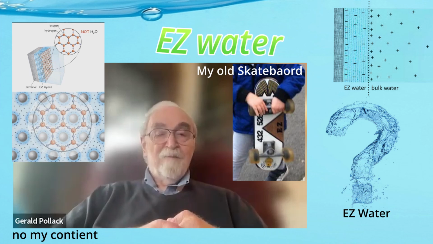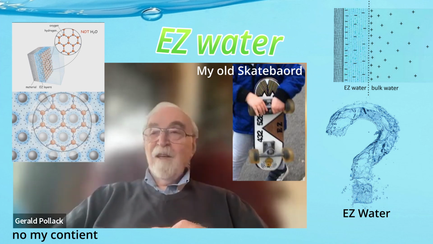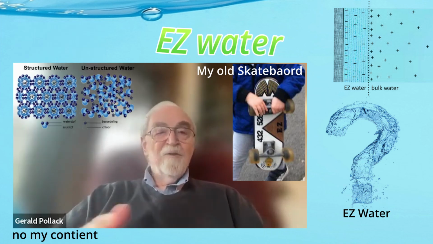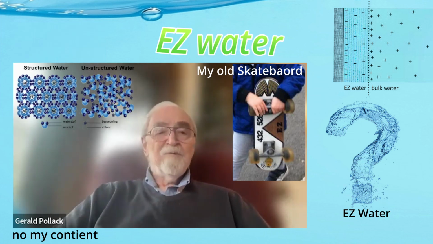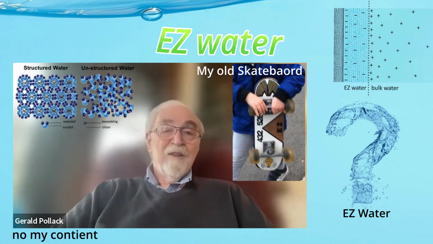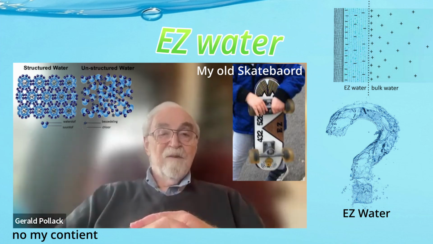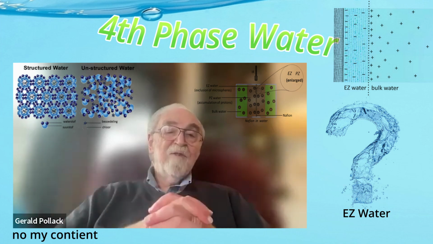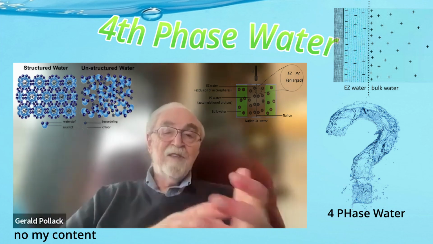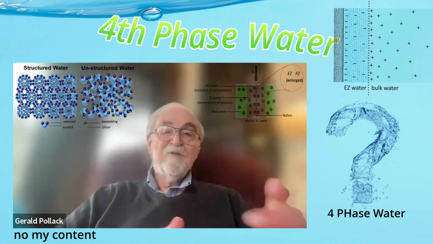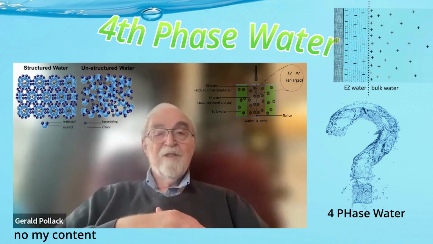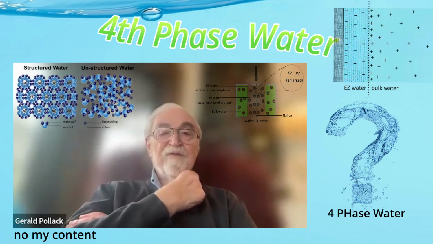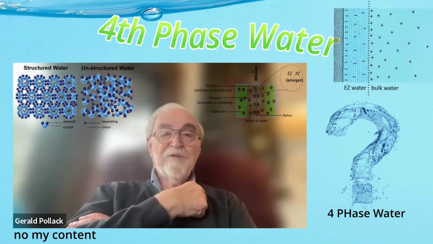After we studied the properties of this zone, we found that the properties bore almost no relation to ordinary water. Everything we measured was different, every property of this was different from ordinary liquid water. And so we then began calling it 4th phase water. So EZ water, 4th phase, same thing. And I use those terms interchangeably. They're the same.